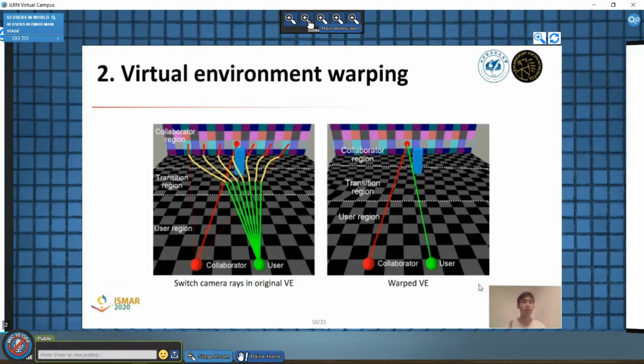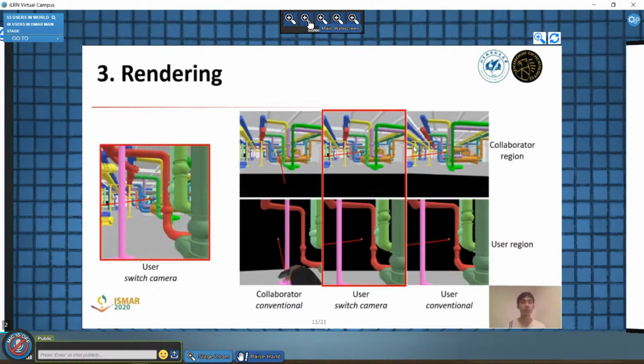Once the switch camera is constructed, it is used to warp the VE. The warp is implemented by displacing the geometry vertices. The displacement is computed by first projecting a vertex with the switch camera and then by unprojecting it with a conventional camera. Here, in the warped VE, the user has direct line of sight to the collaborator's laser dot. The warped VE is then rendered in stereo for the user.